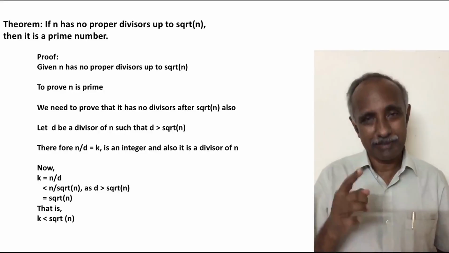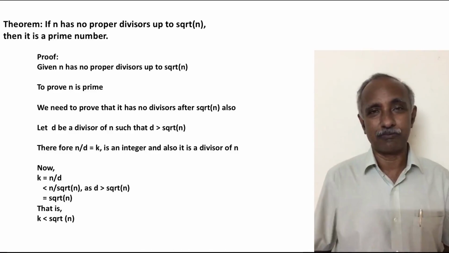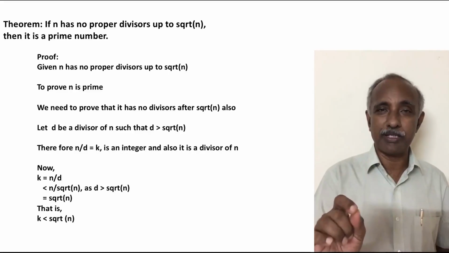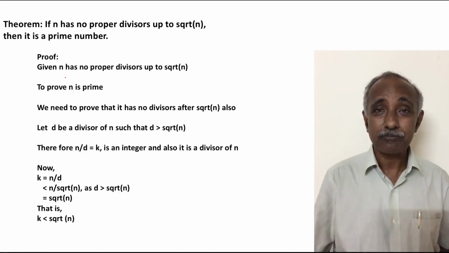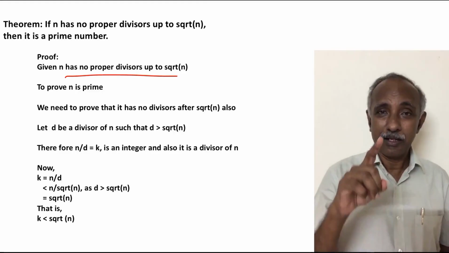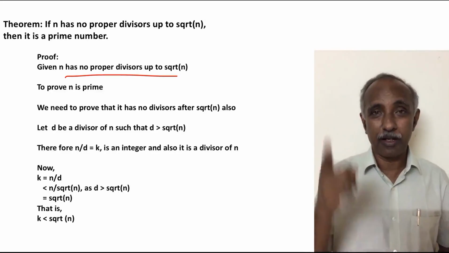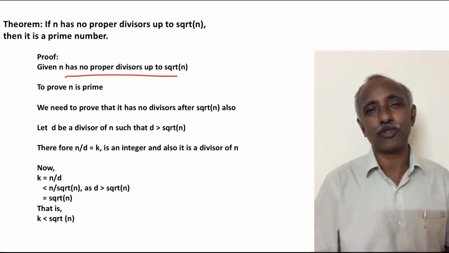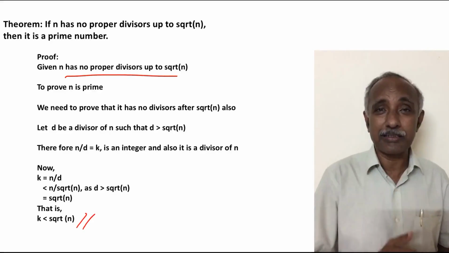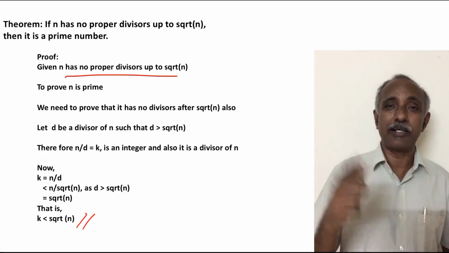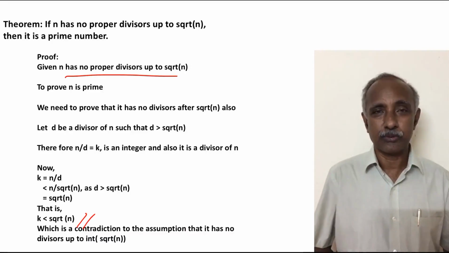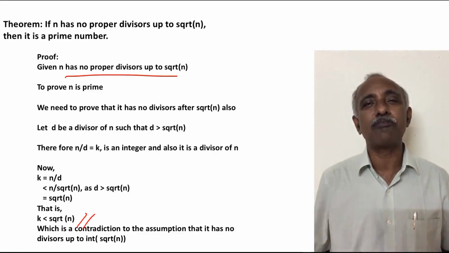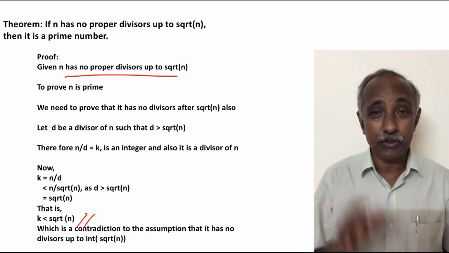But k is an integer, which is a divisor. It is a contradiction. Contradiction to what? We have assumed that n has no proper divisor up to square root of n. But we have assumed that n has a divisor after square root of n. Because of that assumption, you get k equal to n by d is a divisor which is less than square root of n. It is a contradiction. Why does this contradiction arise? Because we have assumed that there is a divisor after square root of n. So, if there is no divisor up to square root of n, definitely there will not be any divisor after square root of n. That is beautiful mathematics, you can understand.